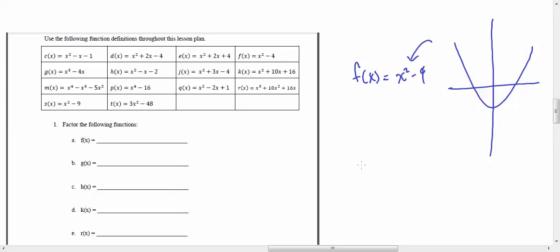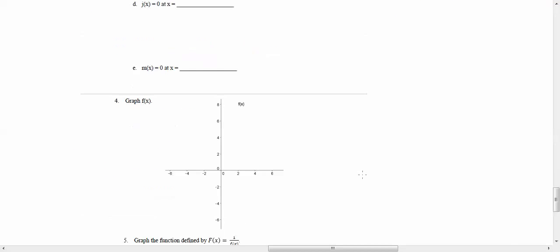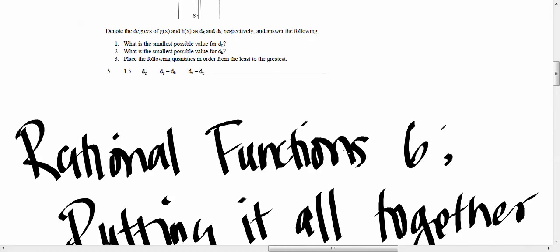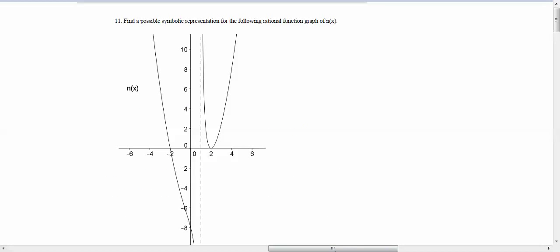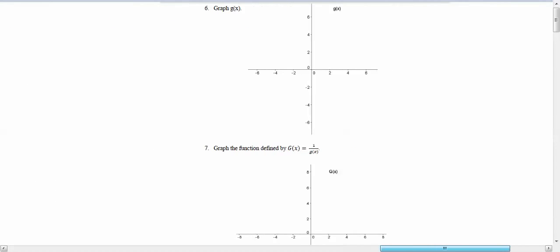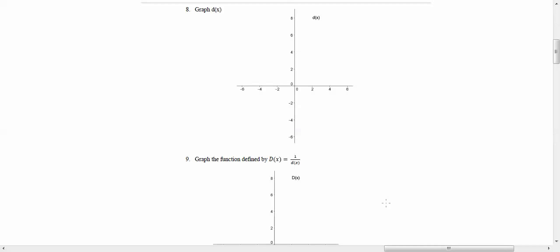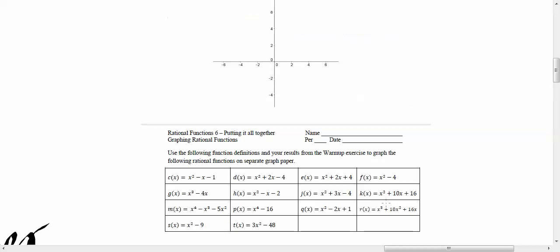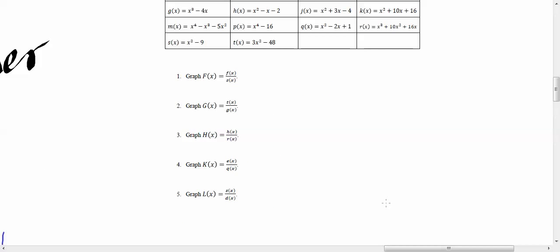Let's try R of x. I wonder what this thing is asking us to do. It's basically going to ask us to graph 1 over f of x or whatever. 1 over g of x. Let's see the hardest thing it's asking to do. Okay, here we go. This might be interesting.